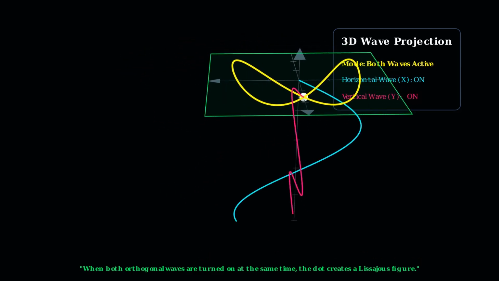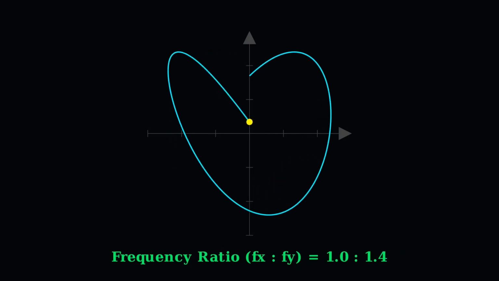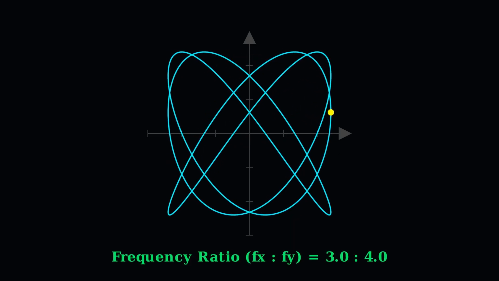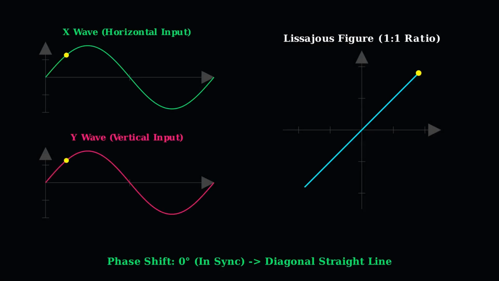The shape you get depends entirely on the frequency ratio between the two waves, how many times the vertical wave oscillates for every single horizontal oscillation. Let's start with a 1-to-1 ratio. Both waves move at the exact same speed.